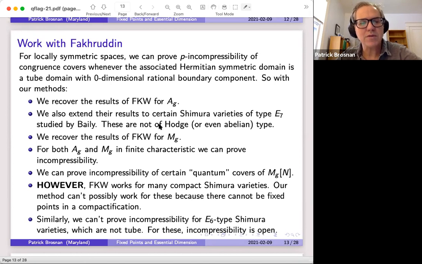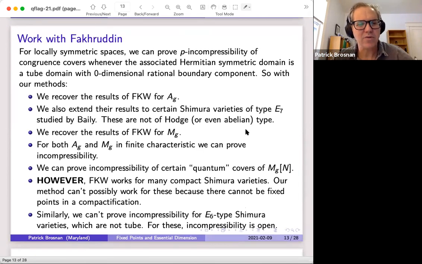We also can extend the results to certain Shimura varieties. There are certain ones that are really nice of type E7 that were studied by Walter Bailey. Let me just leave it at that. They have some kind of good reduction everywhere. So these are not of Hodge or even abelian types. If the group associated to the Shimura datum is of type E6 or E7, then it can never be Hodge type. And those are the only two exceptional groups that can be part of a Shimura datum.